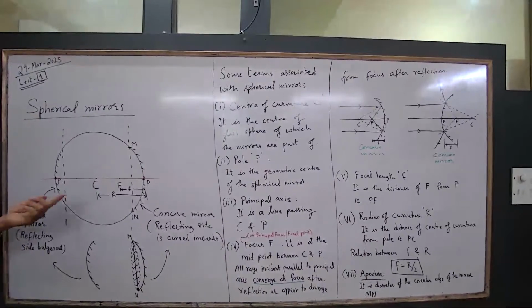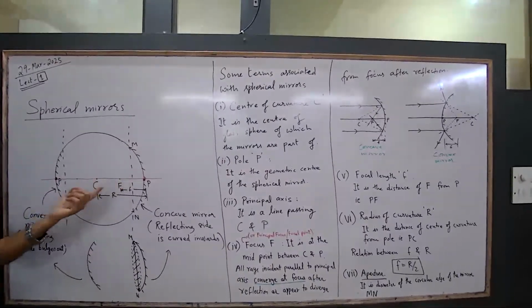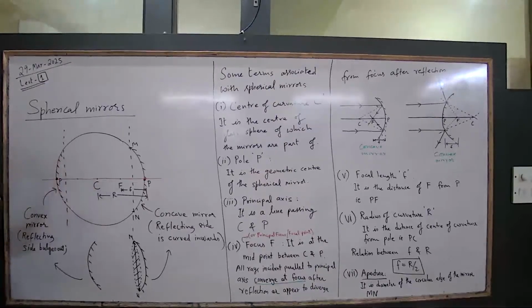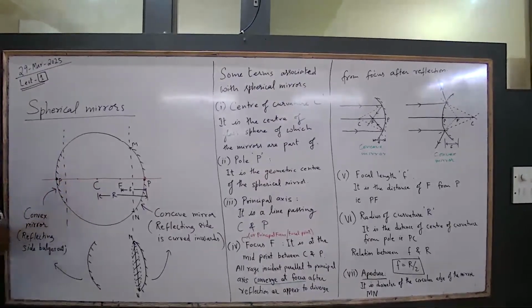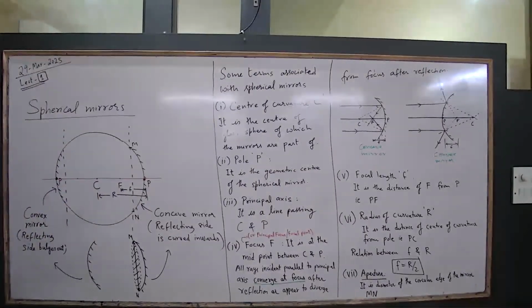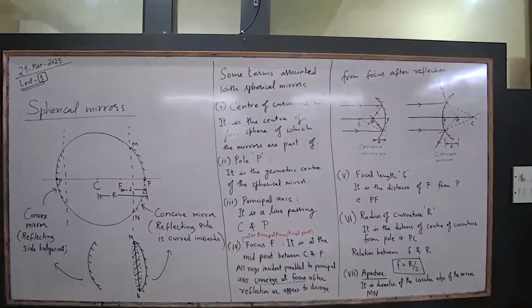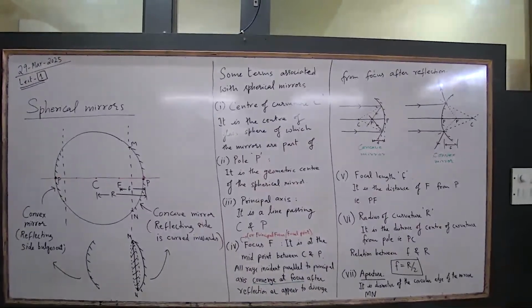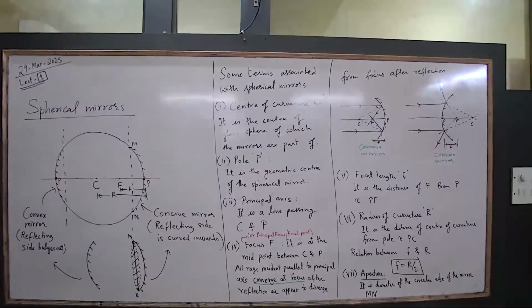So what is to be kept in mind? F is always in the middle of C and P. In all ray diagrams you have to keep this in mind. So all your diagrams should appear logical. Sir, is there any fixed measurement for the distance between P and F?